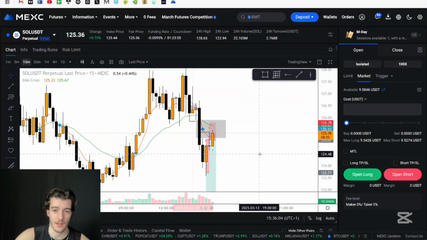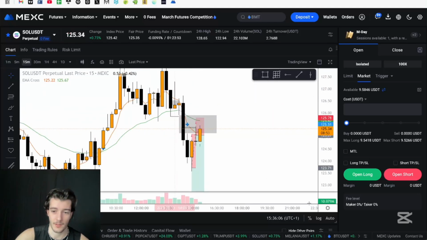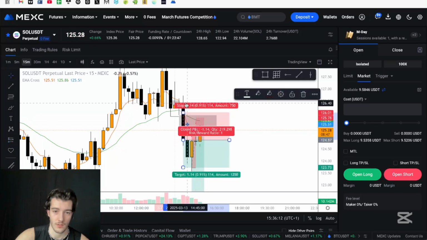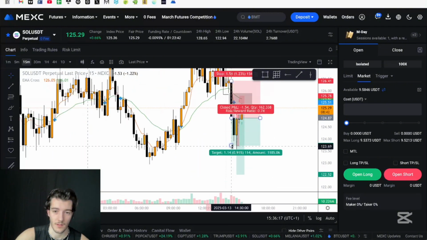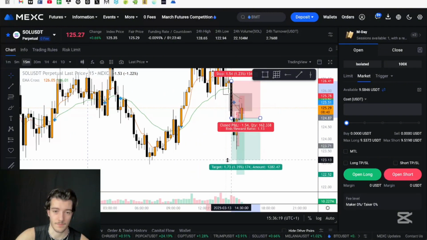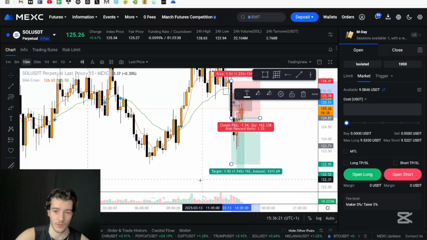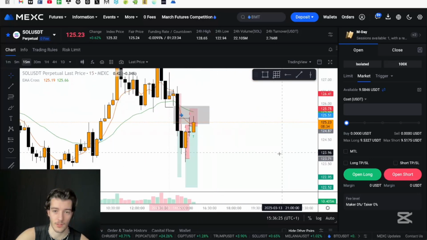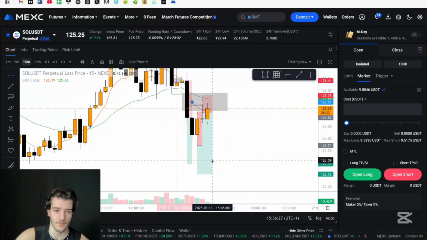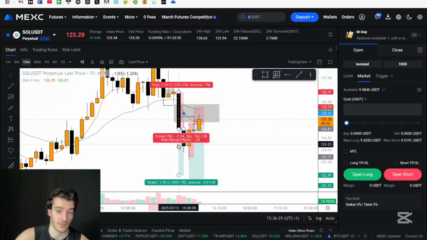but I'm still curious what would have happened if we would have entered off of this 15-minute candle here and targeted a 1-to-1.25. I'm still curious what would have happened, so I'm gonna leave this down here, because in this trade we would still be in it.